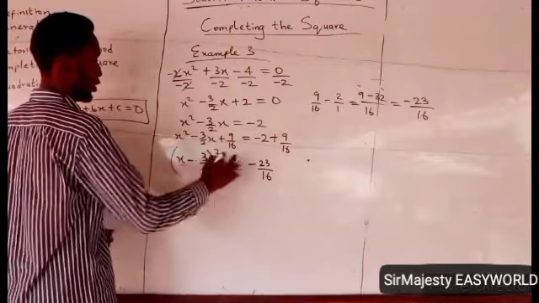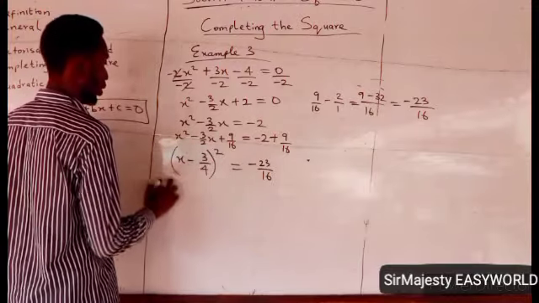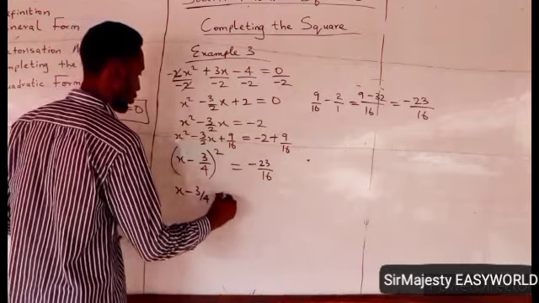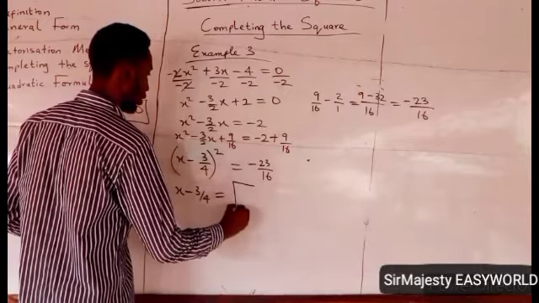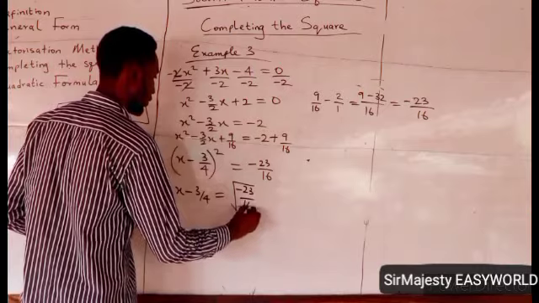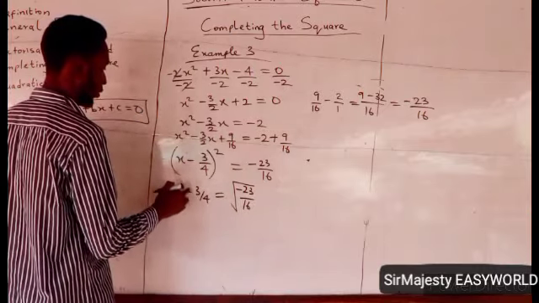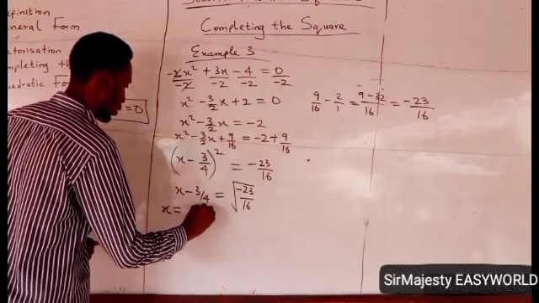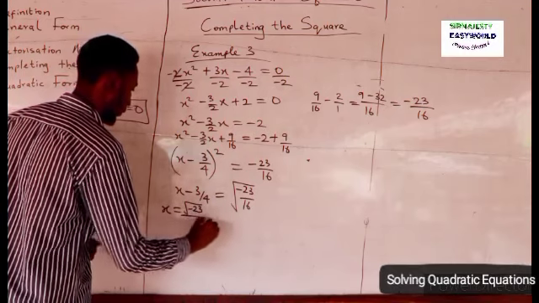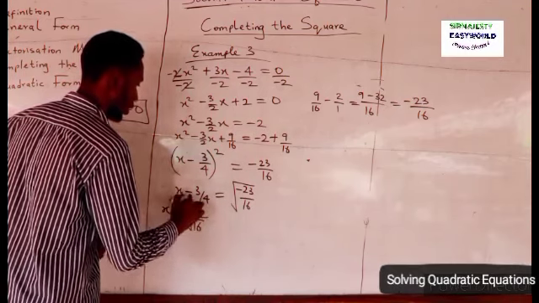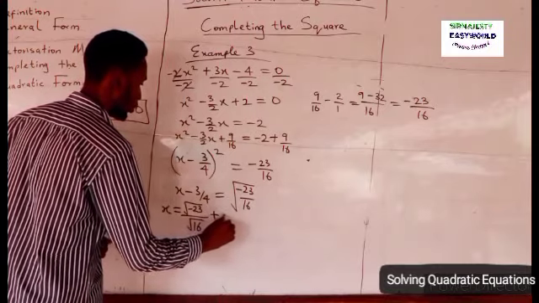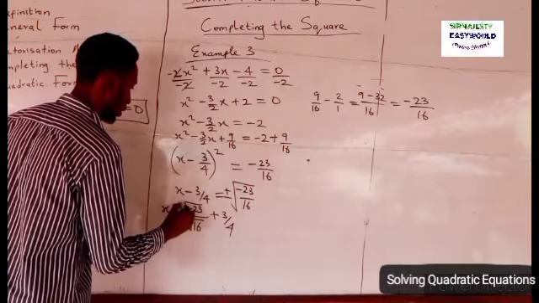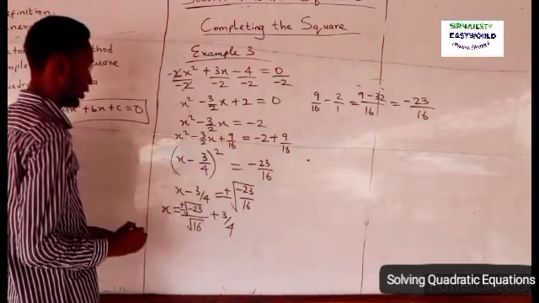Now we take the square root of both sides to eliminate the square here. So when we take the square root of this, it neutralizes the square here. So we have x minus 3 over 4 is equal to the square root of minus 23 over 16. And then finally, we can move this term to this side to finish our solving. So we have x is equal to square root of minus 23 all over square root of 16. When this changes sides, it changes signs too, so it becomes plus 3 over 4. Of course, we have to put plus or minus here.